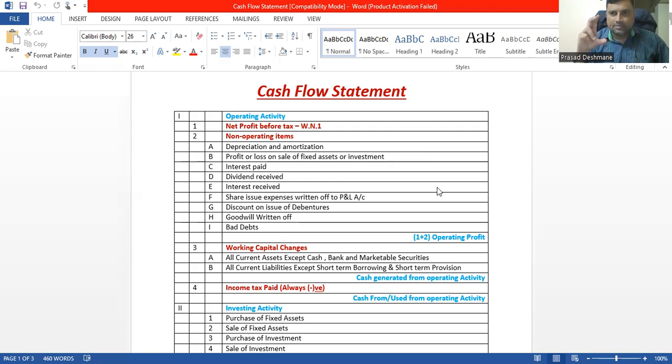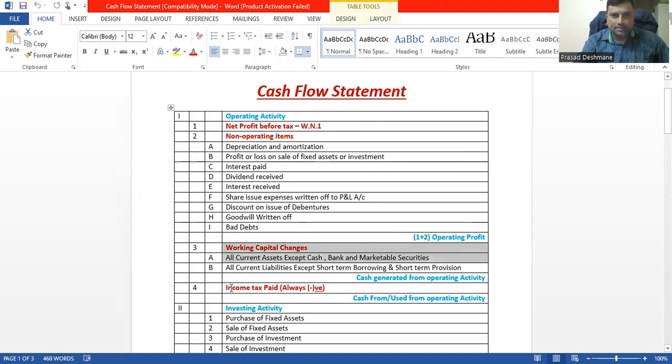Operating activity is the biggest part of the cash flow statement because we have four subparts in it. Which are the four subparts? First one, net profit before tax. Second one, non-operating items. Third one is working capital changes. And the fourth one is income tax paid. So these are the four parts we have for operating activity. In these four parts there are certain line items that we are also going to discuss. But before that, I want to tell you that here we are just going to think about the flow of cash, whether the cash is coming in or going out.